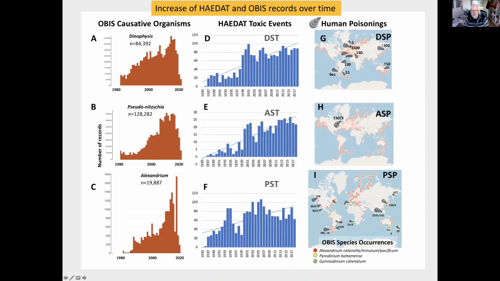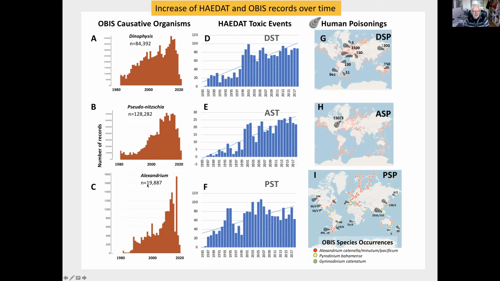So these are real numbers of human poisonings indicated by these shellfish icons. And it's very difficult to predict from the occurrence of an organism, the presence of toxins, where the key impacts are going to be. Here, the same thing with Pseudo-nitzschia. Look at 128,000 records of Pseudo-nitzschia. That also includes some of the non-toxic species, with a rapid increase in awareness, reflected in an increase in HAEDAT events, but still there's only one major toxin outbreak that affected human poisonings.